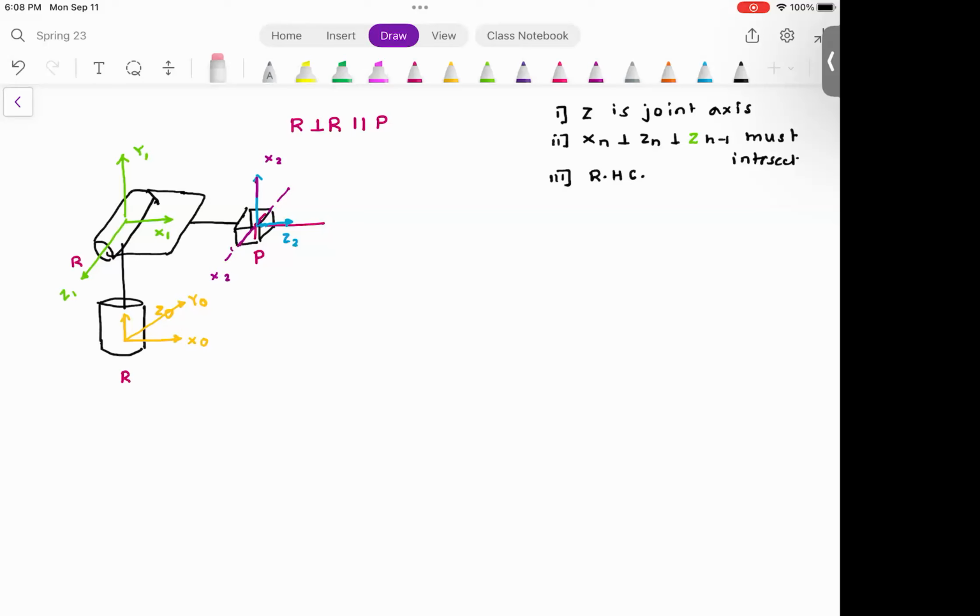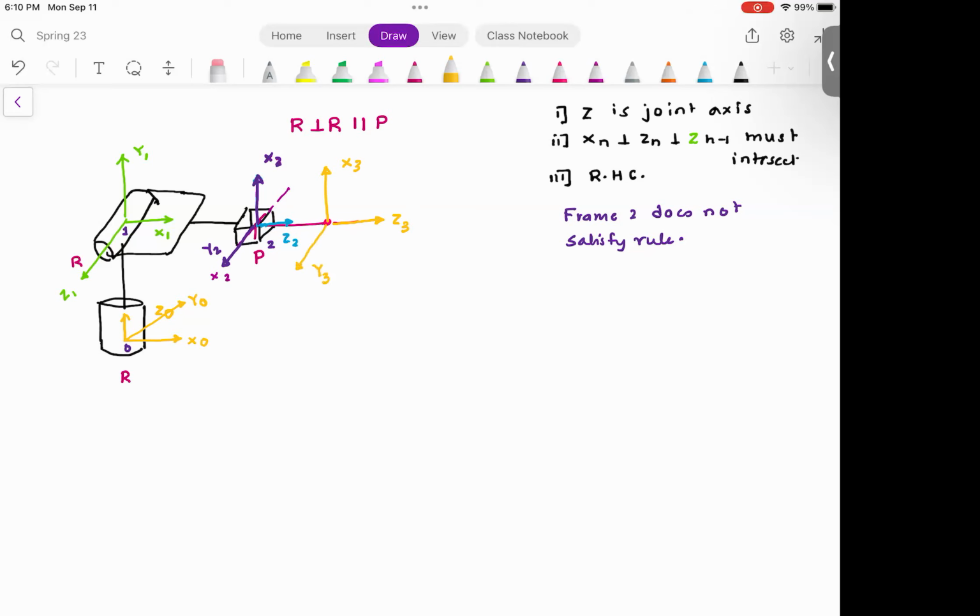You can choose any one, but I will choose this as x2. And since I have z2 and x2, my y2 is going to be like this. Let me state here, this is frame 0, this is frame 1, this is frame 2. Please understand, frame 2 does not satisfy the rules. Now I need to add one more frame at the end, and I'm going to have the same frame as the previous one over here. So this is z3, this is x3, and this is y3.